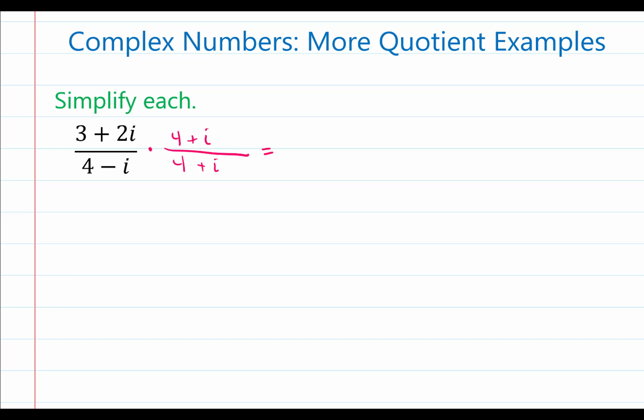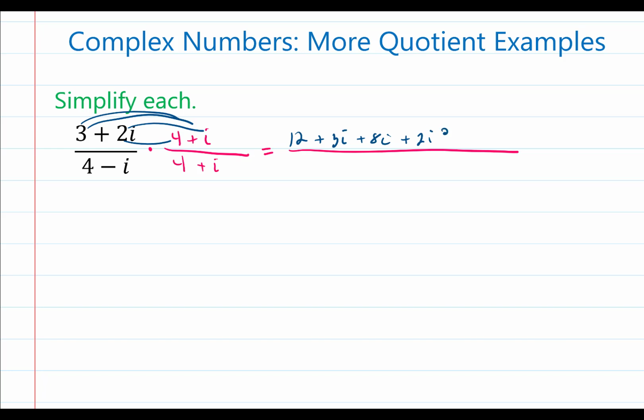Now what we're going to do is apply the distributive property to both the numerator and denominator. So let's start with the numerator. 3 times 4 is equal to 12. Then we have 3 times i, which is plus 3i. Then we have 2i times 4, which is plus 8i. And then finally 2i times i, which is plus 2i squared.